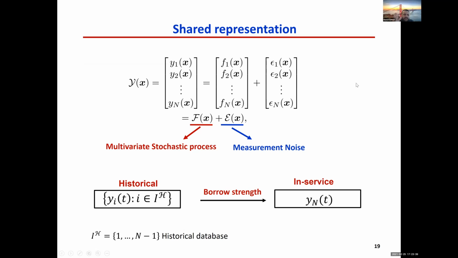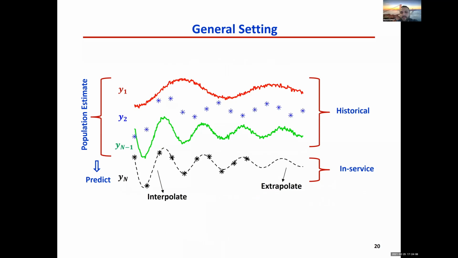The key advantage of having a shared representation, you can think about it as just doing a regression over all my data together, is that right now I'm able to jump right away from my historical data set to my in-service unit, rather than jumping from my historical data set to a population estimate to my prediction of my in-service unit, or my unit of interest. I can directly jump into the in-service unit.